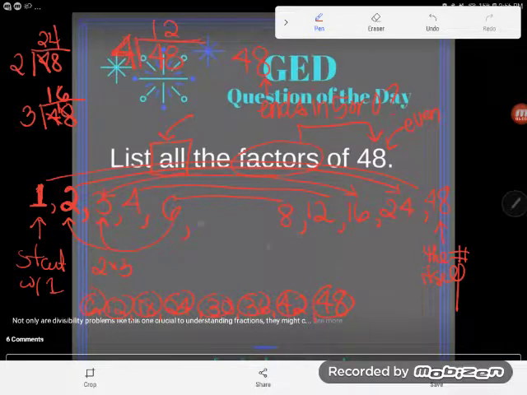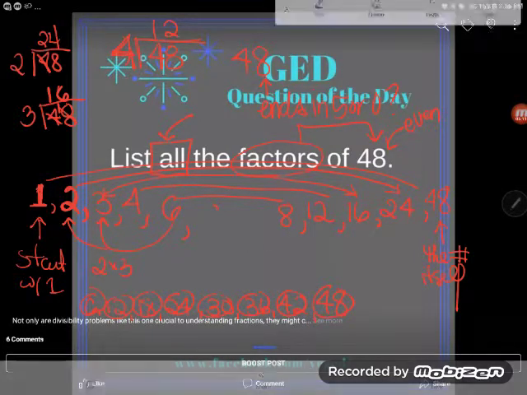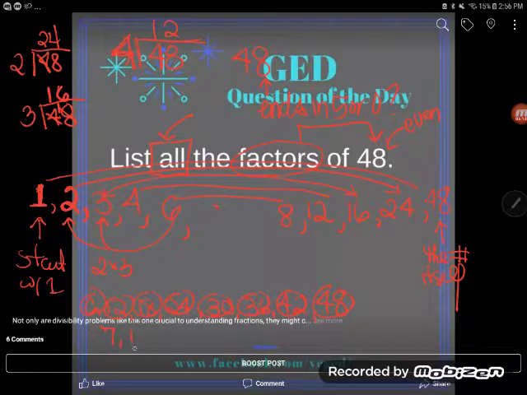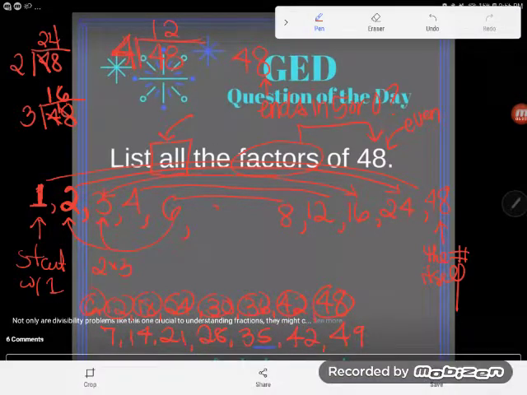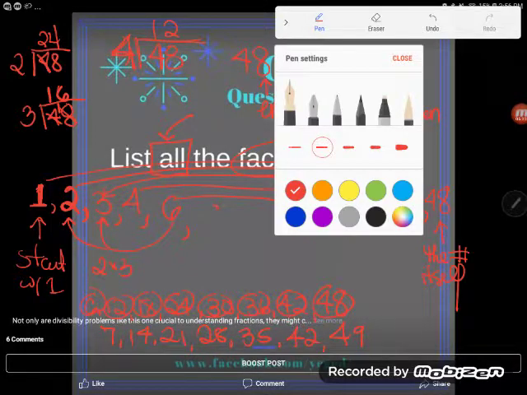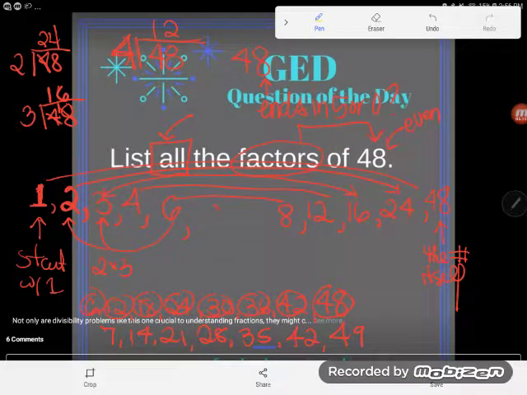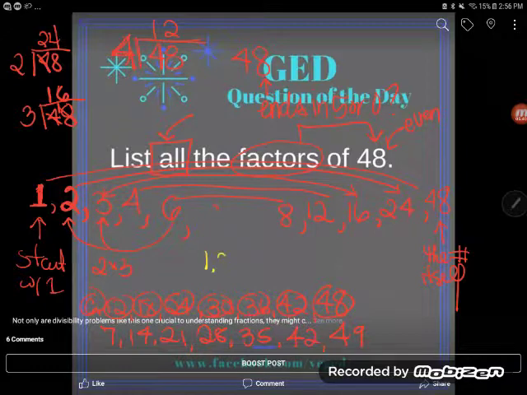Now there's only one number to check between 6 and 8, and that's the number 7. If you know your 7 times tables: 7, 14, 21, 28, 35, 42, 49. I go right past 48. So clearly 48 is not on the 7 times table. 7 is not a factor of 48. Oh my goodness, there are so many factors here. Let me bust out a different color to rewrite my answer. So all the factors of 48 are 1, 2, 3, 4, 6.